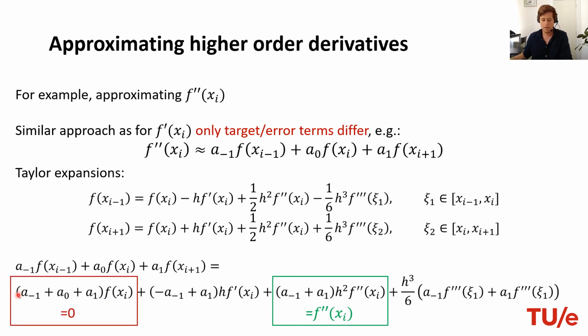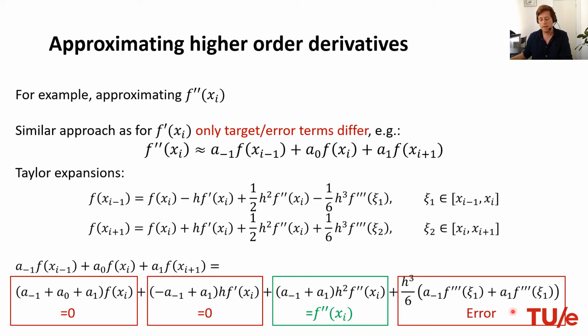So this one, again, we simply choose a minus 1, a0, and a1 such that this vanishes, goes to 0. We choose a minus 1 and a1 such that this first order term goes to 0. And now we have 3 conditions with 3 free variables, so a minus 1, a0, and a1. So there's not much more that we can do. This is the truncation error that we'll have to live with.